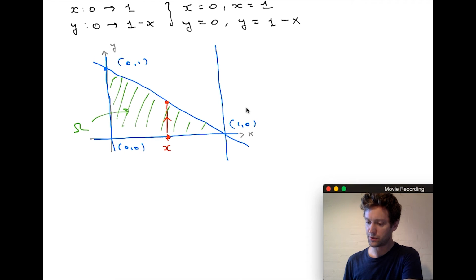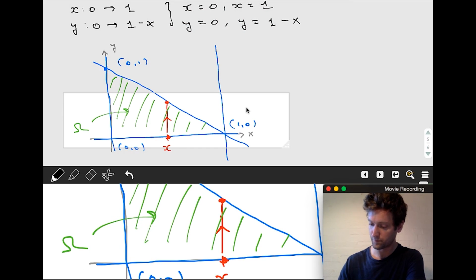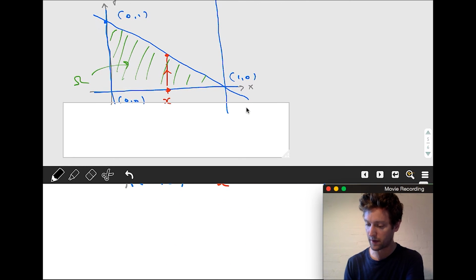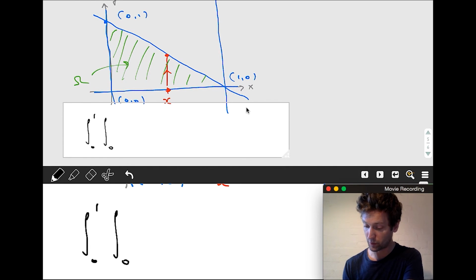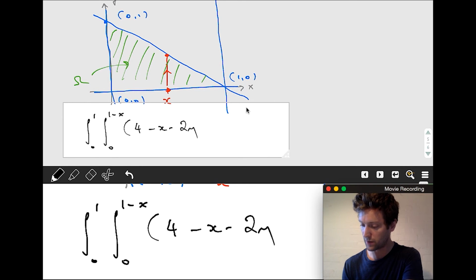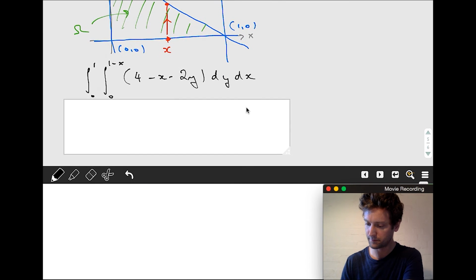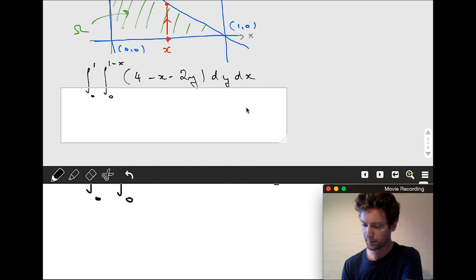Okay, so let's do our integration now. We can jump right into it. We're not asked to modify our integral. So we've got the integral from 0 to 1, integral from 0 to 1 minus x of 4 minus x minus 2y dy dx. So what's that going to become? We do our y integral first.